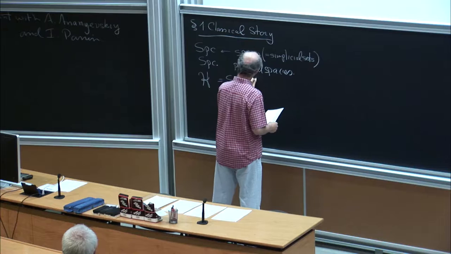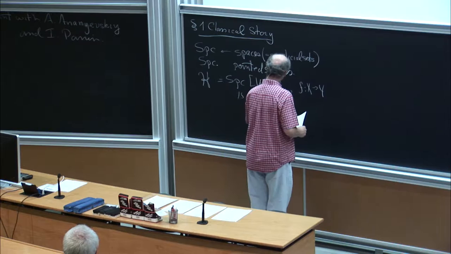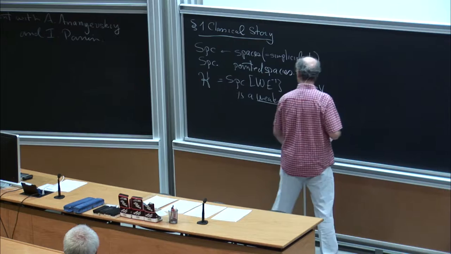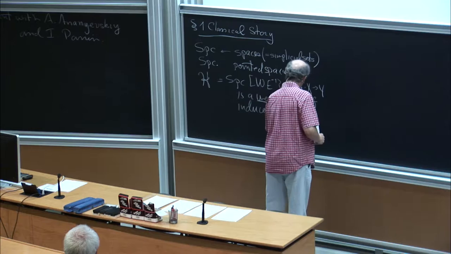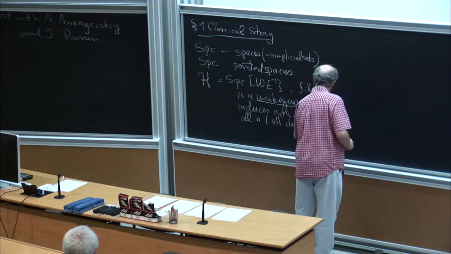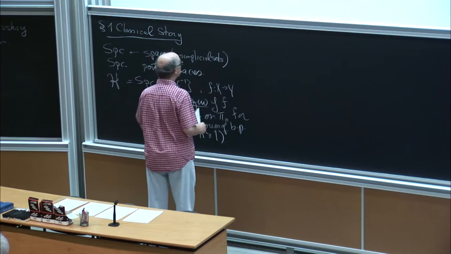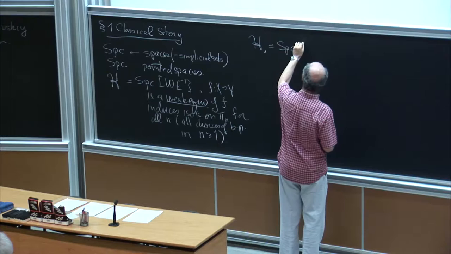So a map of spaces f is a weak equivalence if f induces isomorphisms on pi n for all n and all choices of base point in case n is at least one. And then we also have a pointed version. Okay.